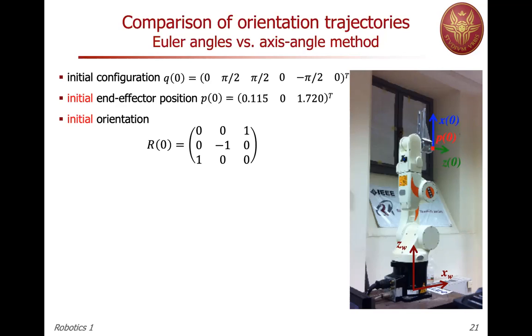Similarly, we can compute the initial orientation. Here, color may not be the best choice, but you can see the x-axis of the last frame in blue, the z-axis in green, and if you look at the orientation matrix at time 0, R of 0, you can see that the x-axis is in fact aligned with the zw axis, and the z0 axis is aligned with the x-axis. This is the first and last column of the rotation matrix, which gives the directional cosines of this.